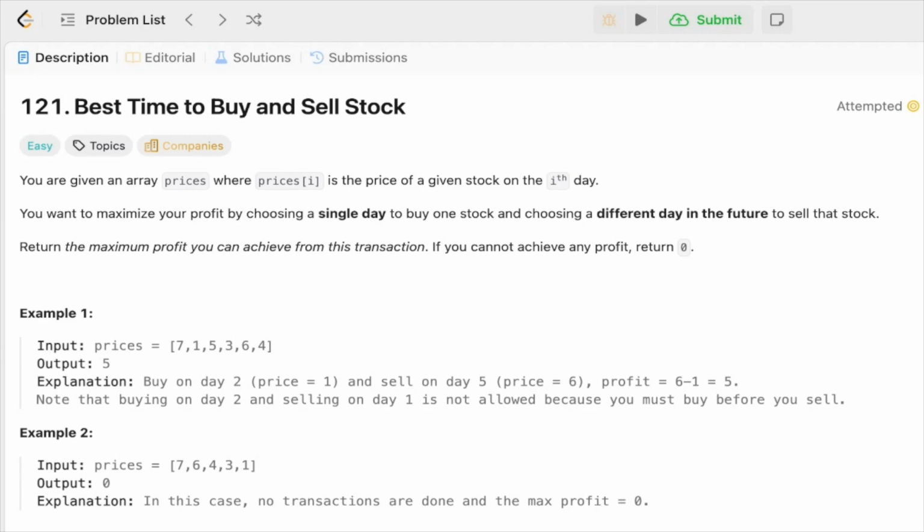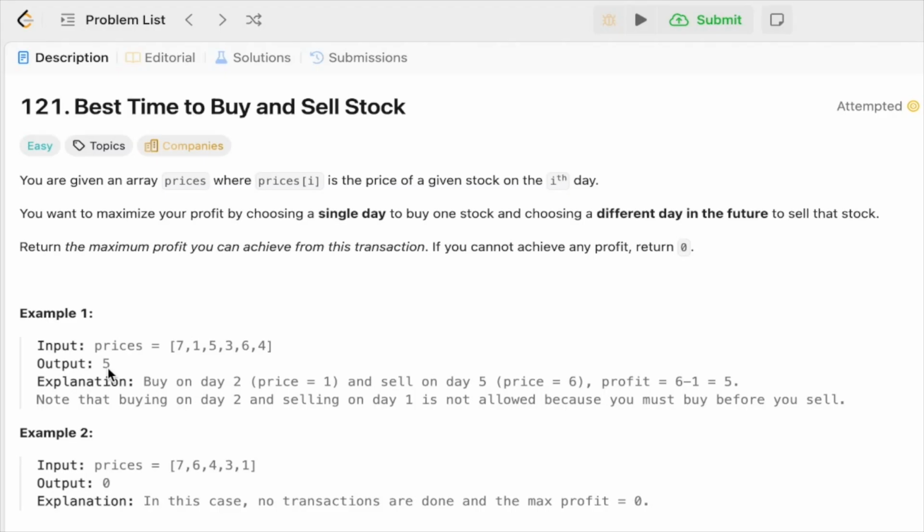And we are given two examples. In the first example, the prices are 7, 1, 5, 3, 6 and 4. So we will get maximum profit when we buy on the second day when the price is 1 and sell on the fifth day when the price is 6. So the maximum profit that we will get is 6 minus 1, which is 5. Hence we are returning the output as 5. If you buy and sell the stock on any other days, the profit will be less than 5.